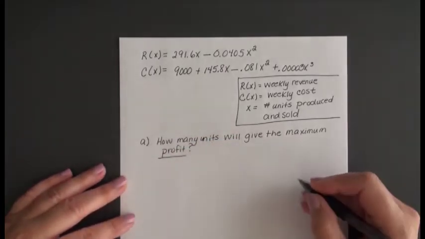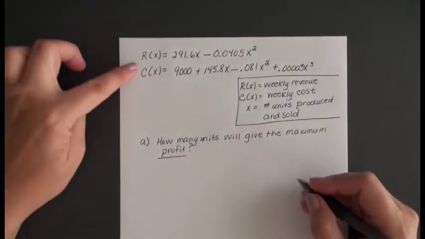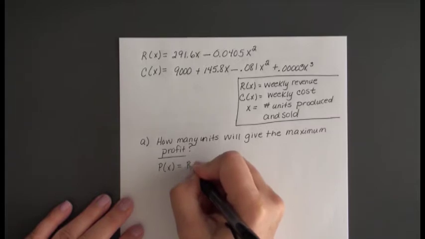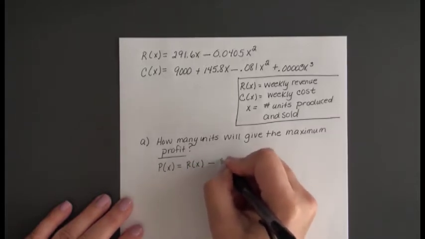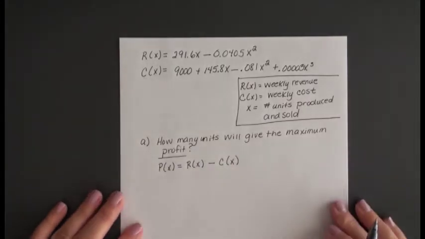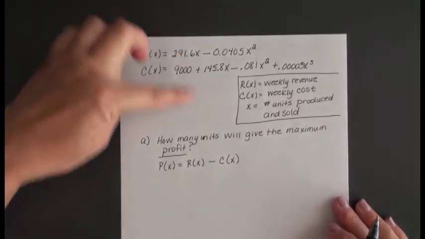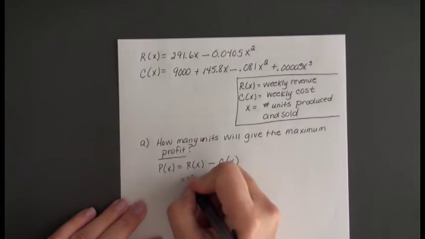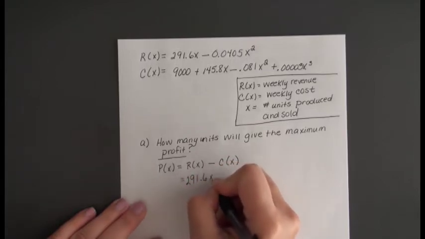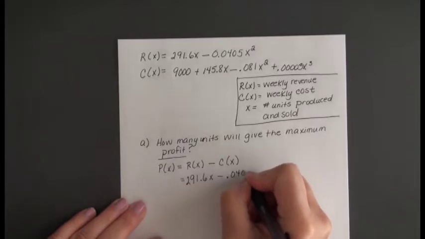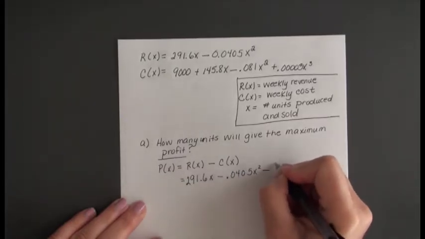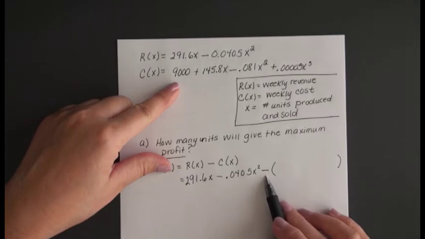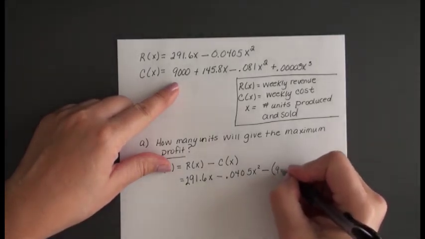Well, we're not given an equation for profit. We're given two equations for revenue and cost. So you need to know that profit equals revenue minus cost. So we'll just substitute in for revenue the equation and for cost the equation. Now when you subtract the cost equation, you need to put it in parentheses and put a negative in front of it, or your signs will be incorrect.